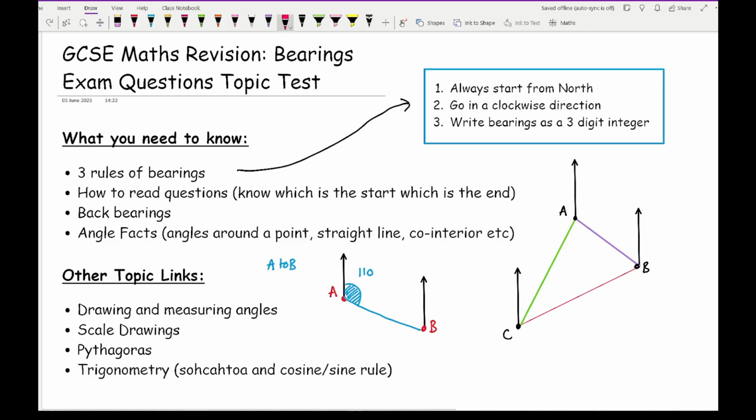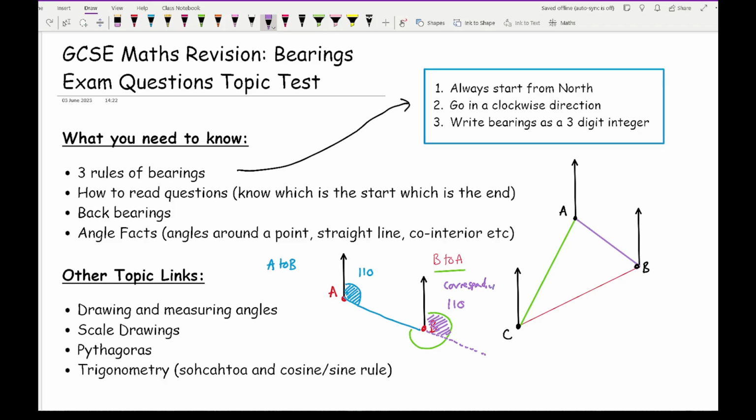Now a question might ask you to work out the bearing of B to A. If the diagram's not been drawn to scale, then the angle they're asking about is actually this angle here. Without having to measure, if I look at this question in its entirety and draw a continuing line of that blue line, I can see that this part of the angle is going to be the same as 110. Why? Because it's corresponding. It's like an F angle.